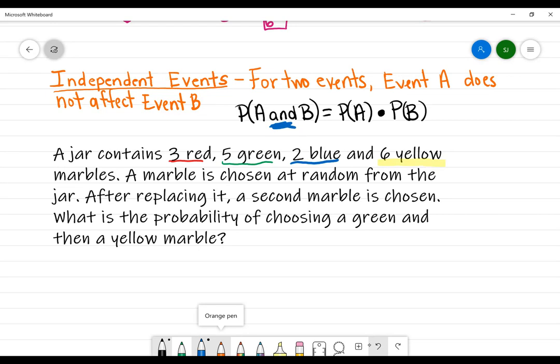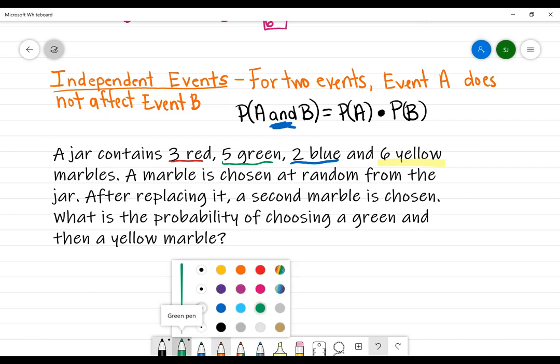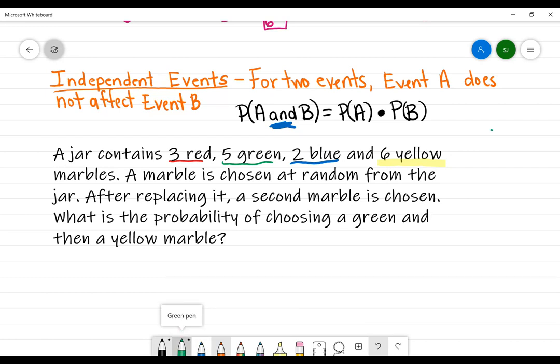So it says the probability of A and B happening equals the probability of A times the probability of B. So we got this jar and it contains marbles: 3 red marbles, 5 green ones, 2 blue ones, 6 yellow ones. That is our sample space. So think about it. We have 3 plus 5, 2, and 6. Total number of marbles: 8, 9, 10, 16.